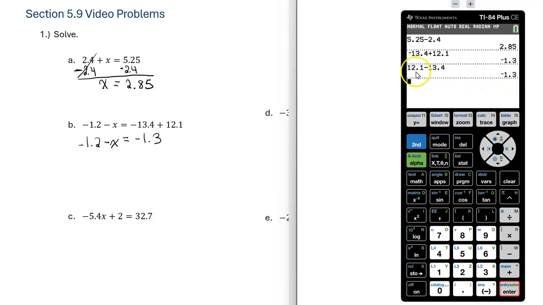So I'm going to rewrite this, but this time it's going to be 12 and 1/10 plus, and then because I'm doing a negative, it's negative 13 and 4/10. And look at that. It's the same answer.